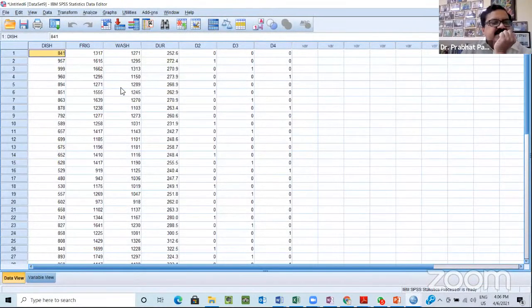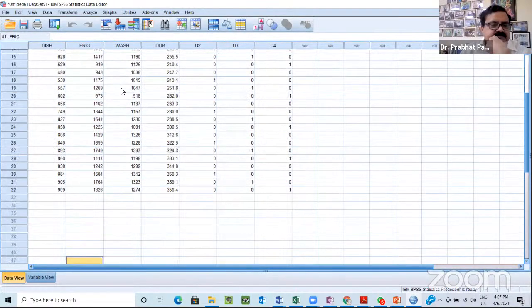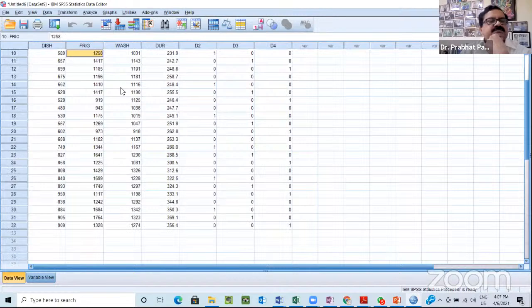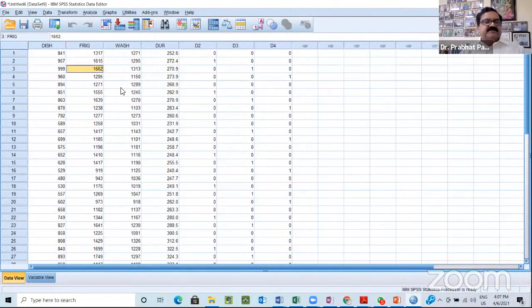This is the quarterly sale that we have in front of us. It is about the sale of durables like dishwasher, fridge, washing machine, and this is the total expenditure on durable items. It gives sales for 4 different quarters, and we want to know how the sales differ in different quarters.